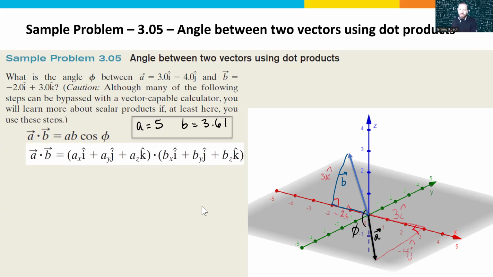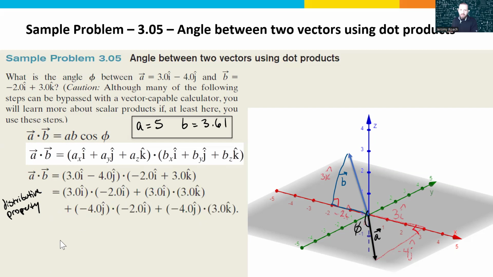Now, if we want to find the dot product, here's the formula for the dot product. So we write out all of the unit vector parts for A, dot all of the unit vector parts for B. And then we just are combining the i's with the i's and the j's with the j's.